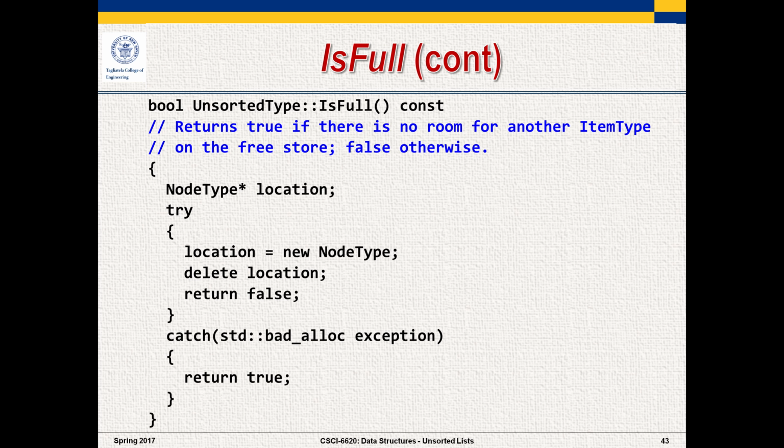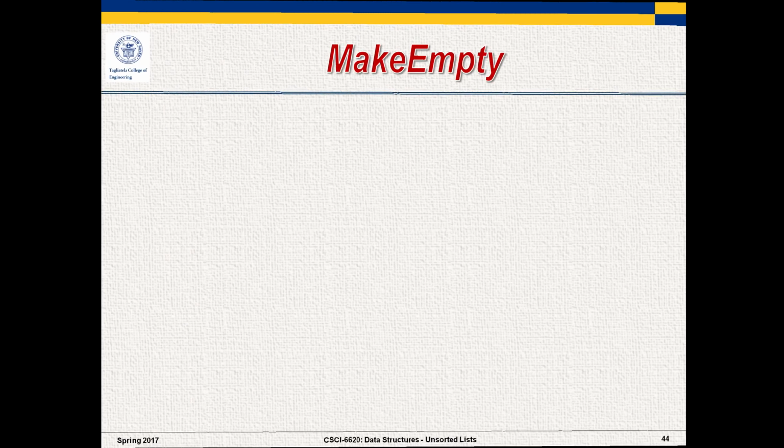Okay, so isFull is actually attempting to do the allocation, and it will fail, but it will fail elegantly. If you didn't use the try-catch block and you tried to do an allocation and it failed, your program would stop, it would crash. So this at least gives you the opportunity to check first and then handle it programmatically.